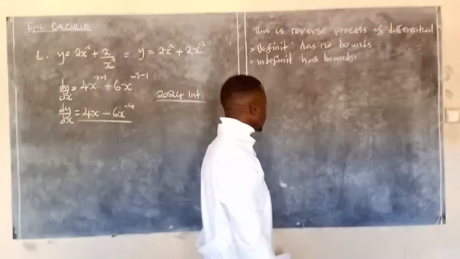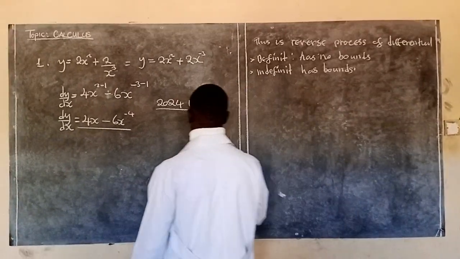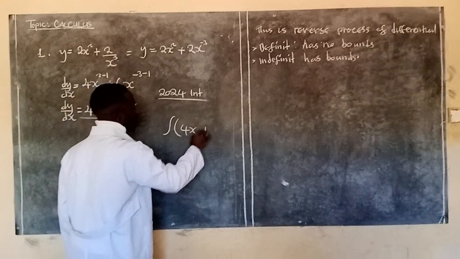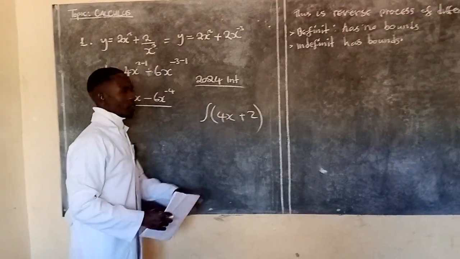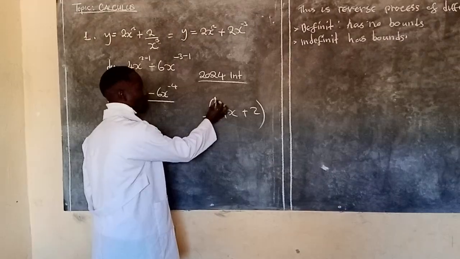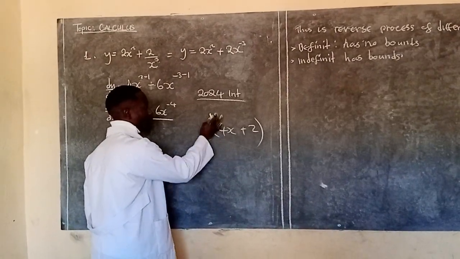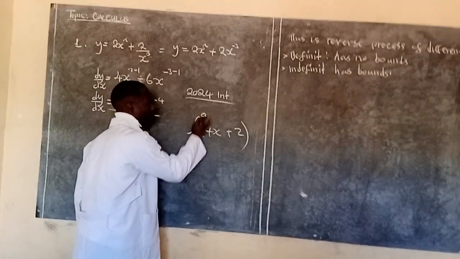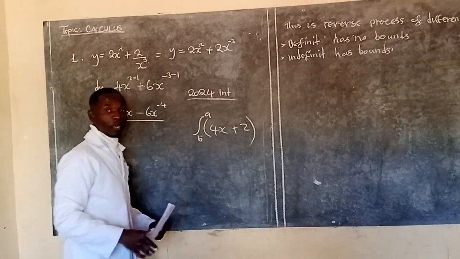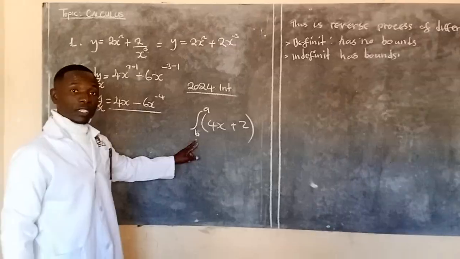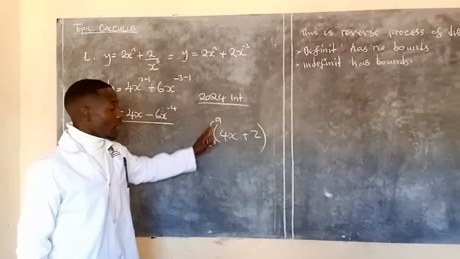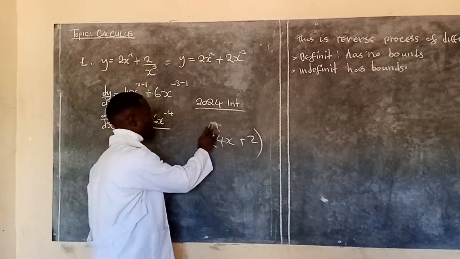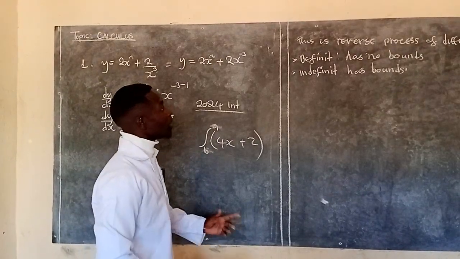Now, what are these bounds? Integral is given by this symbol, like this. Let's say we're given a question like this, 4x plus 2. You've seen that here we have no number, and here we have no number. Therefore, the numbers are called bounds. If you have a number here, assuming a, and a number or letter d, these are called bounds. Therefore, this is what we call the upper bound, and this is the lower bound. Now, if you don't have the numbers here, it means that it is the indefinite integral.